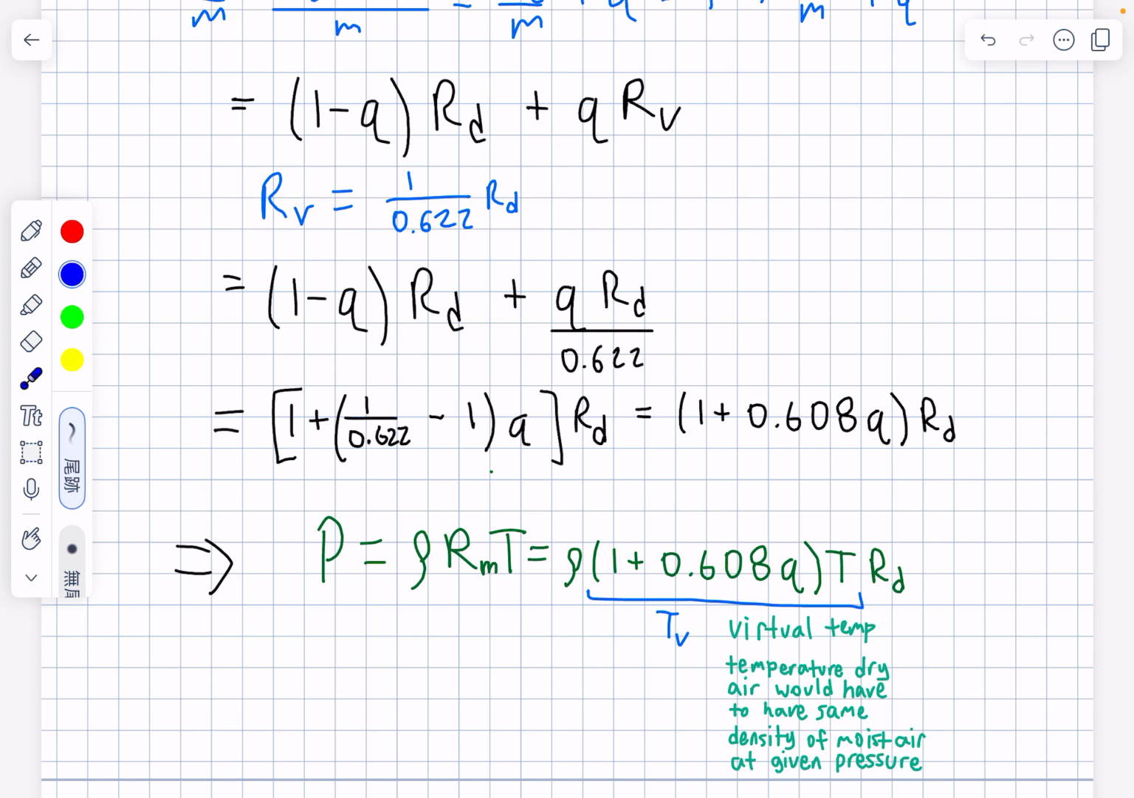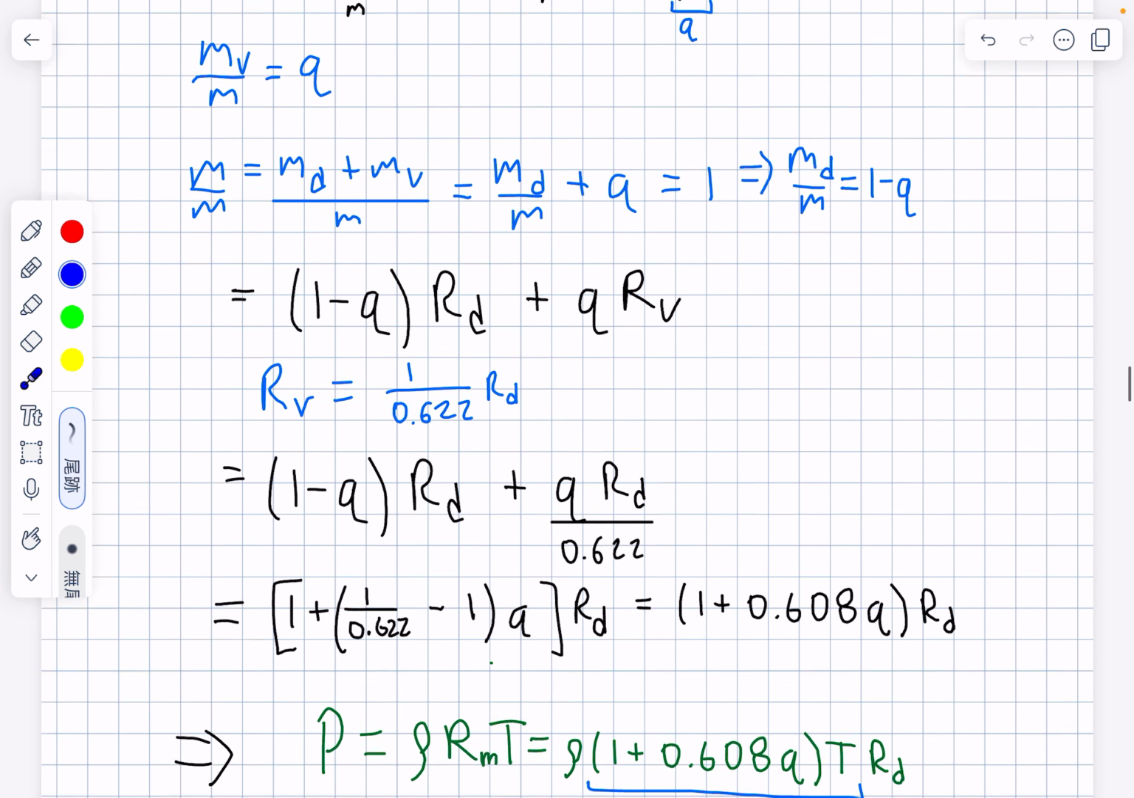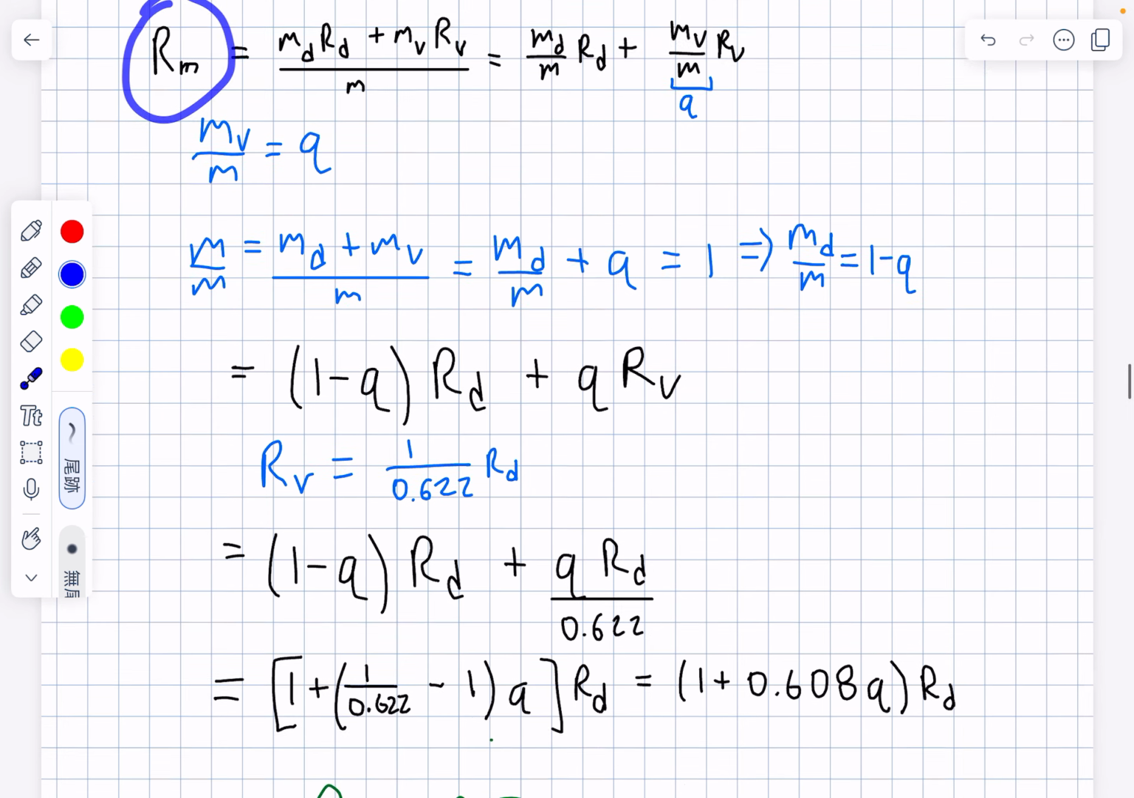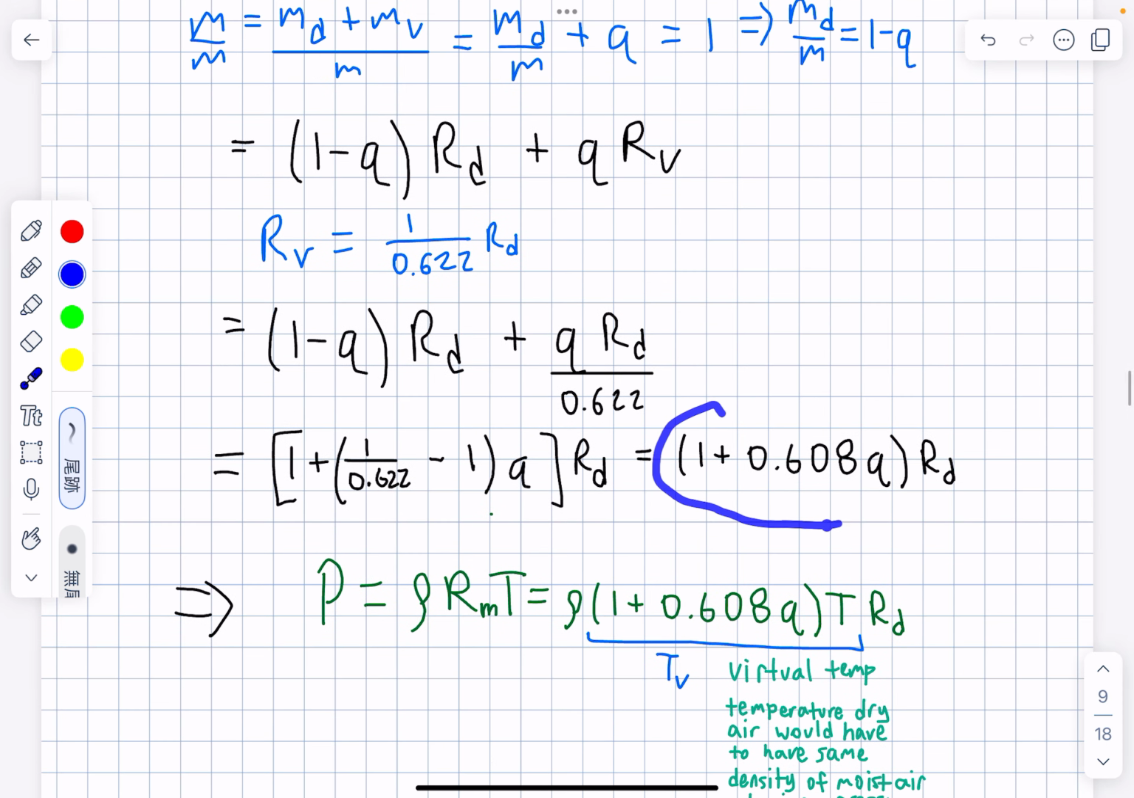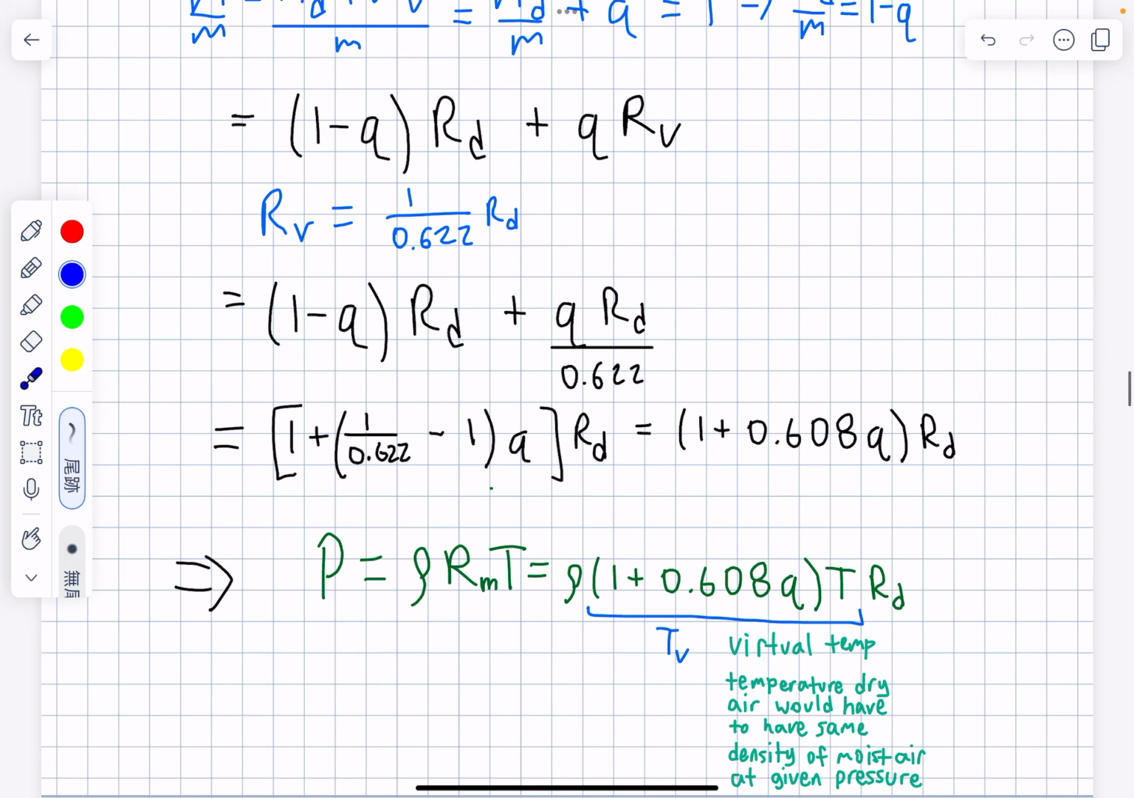And now we have that the moist gas constant is equal to 1 plus 0.608 times the water vapor mixing ratio as a constant applied to the dry air gas constant term. So now we can write P is equal to rho times Rm T, which expanding is rho times 1 plus 0.608 times the water vapor mixing ratio times temperature times the dry air gas constant.